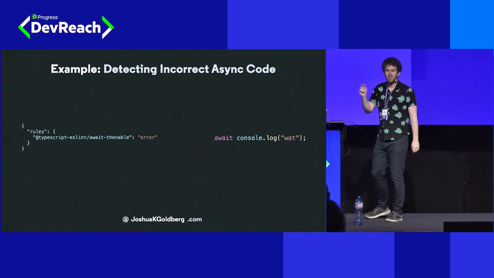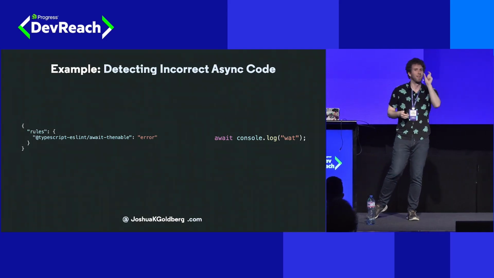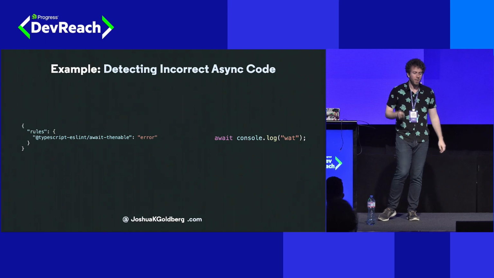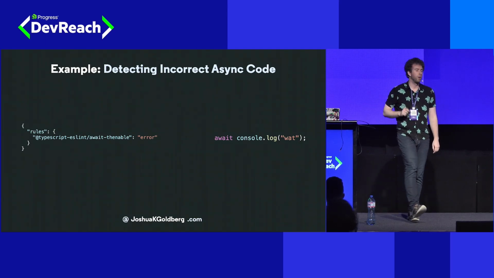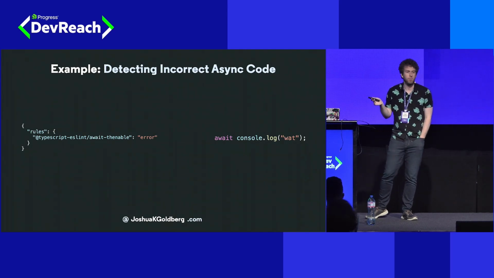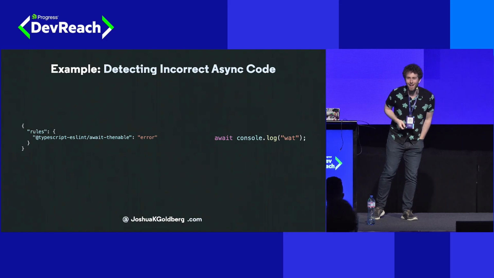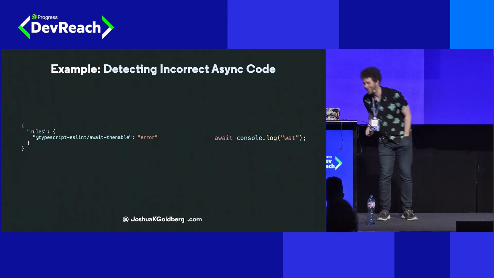And I want to show you an example of a linter rule that's only possible because of TypeScript's type system. In JavaScript land, does anyone here know what happens if you await something that's not a promise, or what we call thenable? That's right, nothing happens, such as when I ask the audience a question.